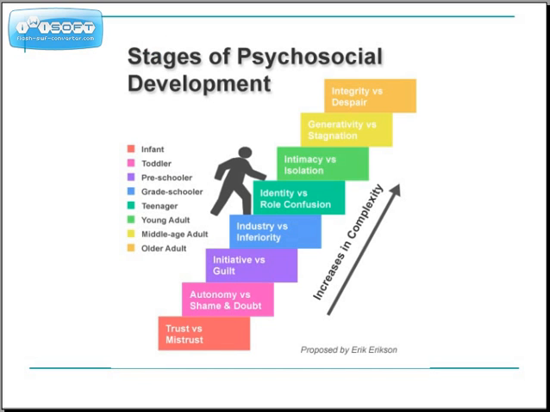Here is a diagram briefly explaining each stage. It shows the age group and what conflict counters it. Each stage focuses on a different crisis relative to the age group, which prepares them for the next stage, in which they have a completely different conflict to overcome. As the arrow shows, each stage increases in complexity.